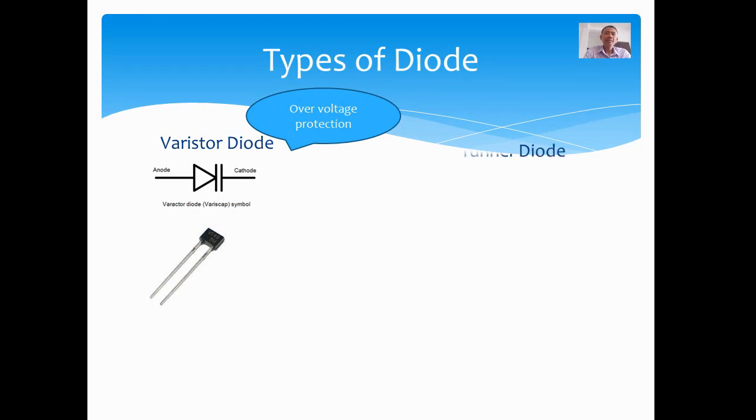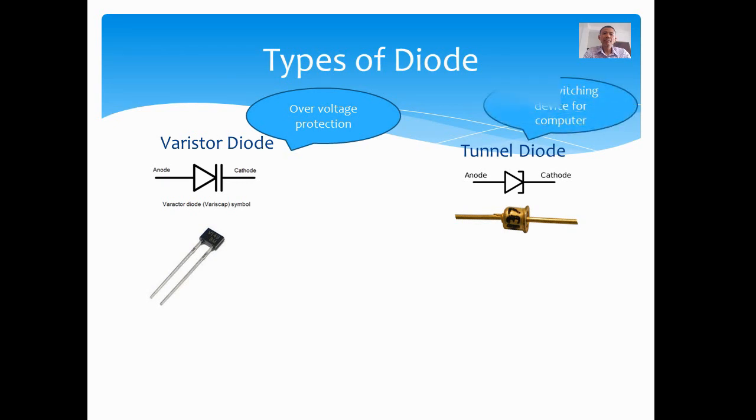Next one is a tunnel diode. As you can see on its symbol, its bar on the arrowhead looks like a close, or like you are entering a tunnel. Here is the actual component. Basically, this component is durable, and this one is used for fast switching in computer. The next one is pin diode.